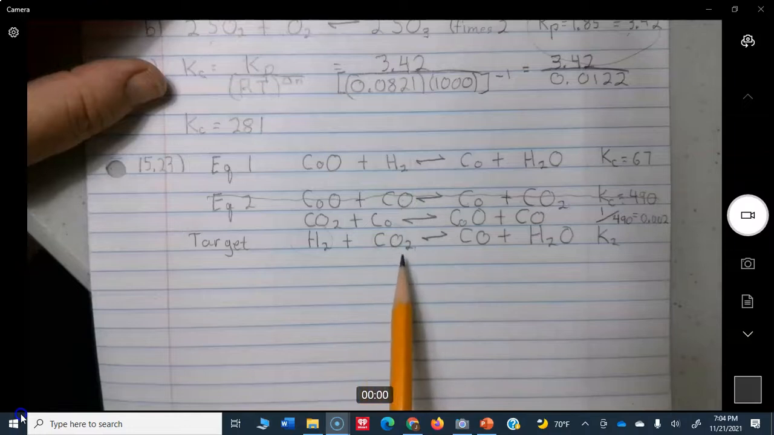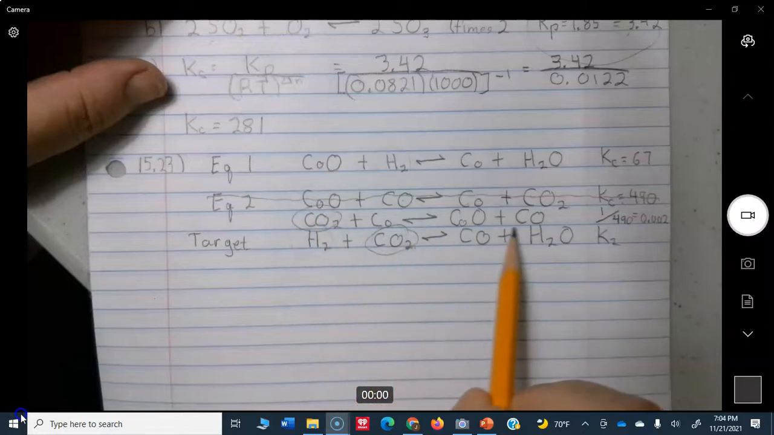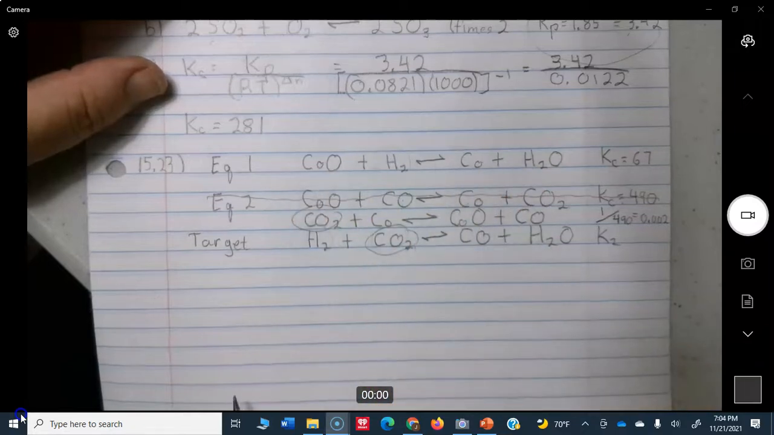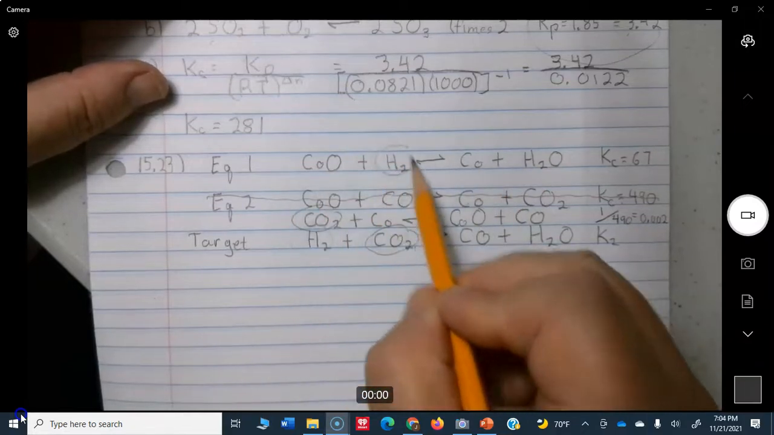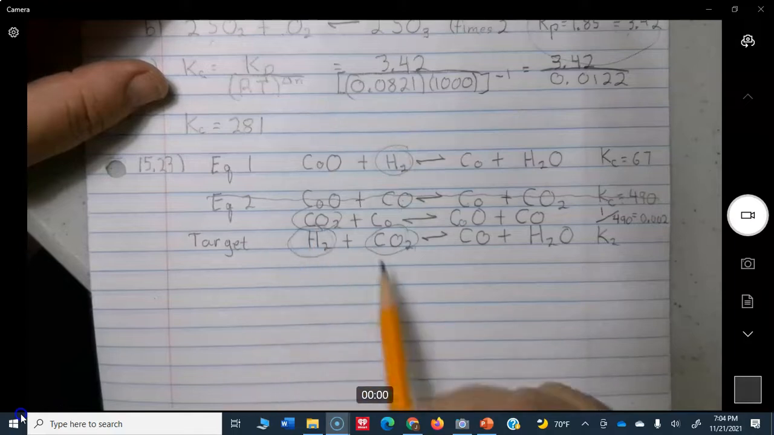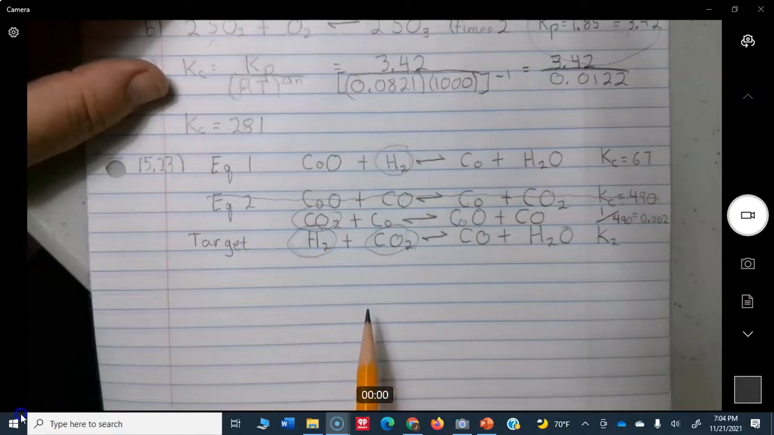So CO2, we have CO2 here, and it doesn't appear anywhere else. We have H2 here, and it appears in the target on the left, nowhere else, so we've used those two.